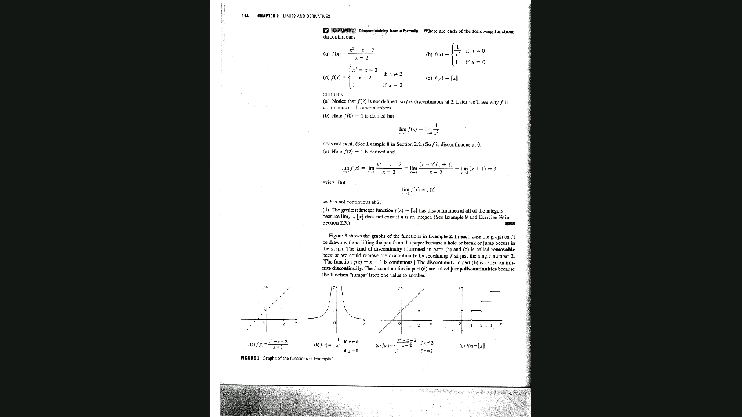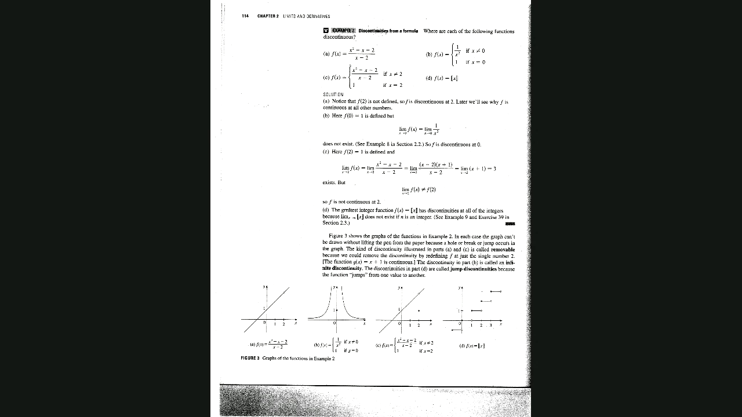And what we did, of course, was example 2. We looked at A, B, C, and D. We know that in A, the function's not defined at x equals 2, so the function's discontinuous at x equals 2. In B, you'll look at the graph and you'll see the function has a discontinuity at x equals 0.